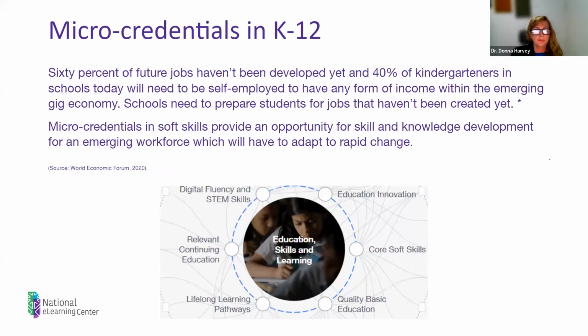Now, the problem for a place like Beanley State High School is that 70% of our students opt to go straight into the workforce straight after school. So if you look at the World Economic Forum information, for instance, they're saying that 60% of future jobs haven't been developed yet, and 40% of kindergartners in schools today will need to be self-employed to have any form of income within the emerging gig economy.